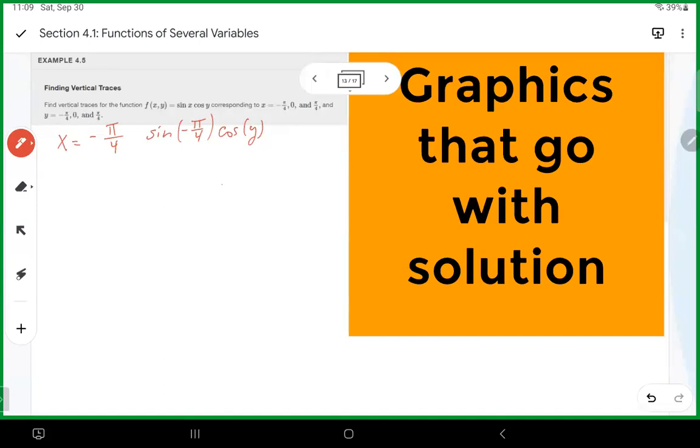which would give us negative square root of 2 cosine y over 2, which if you wanted the approximation there, that would be approximately negative 0.7071 cosine y.